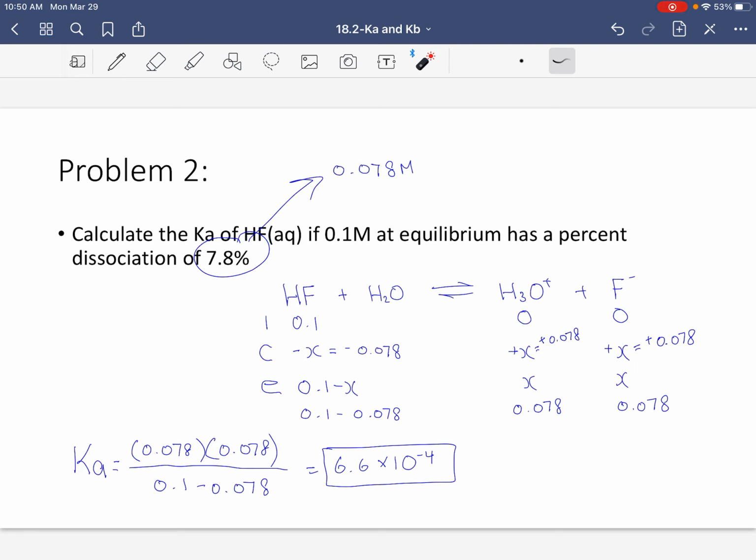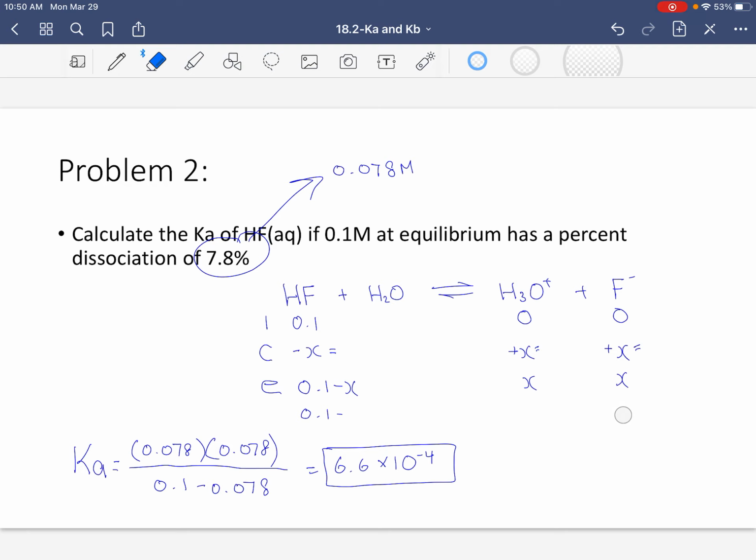7.8 divided by a... no wait. I think I must have missed a step here. Okay, I think I missed a step here. This is quite embarrassing in terms of why I chose x to be 0.078. It's not 0.078. Sorry. x. No wonder it looks weird.